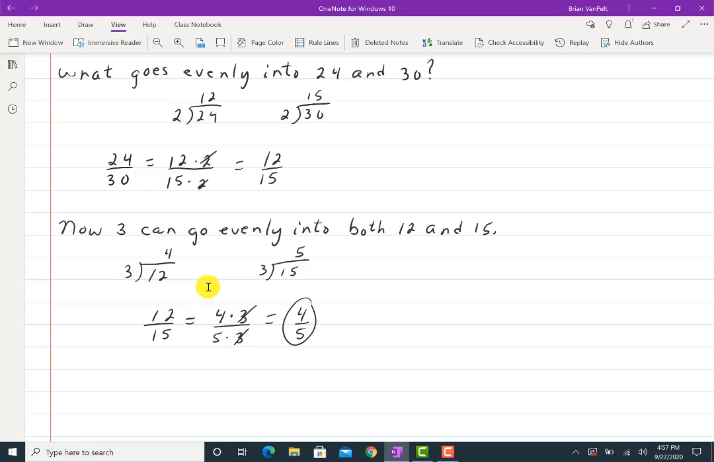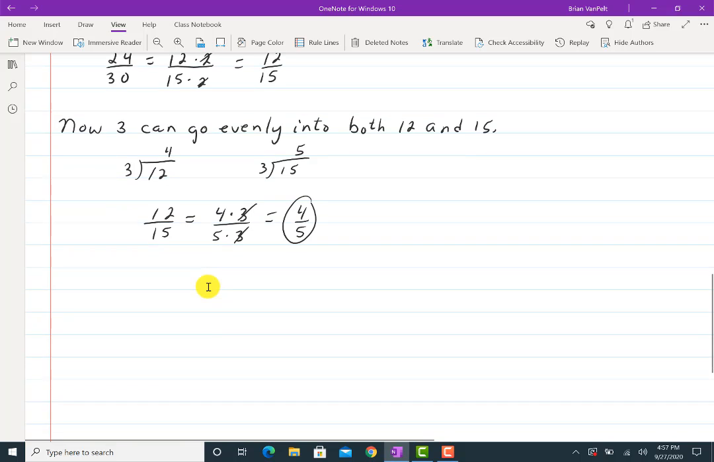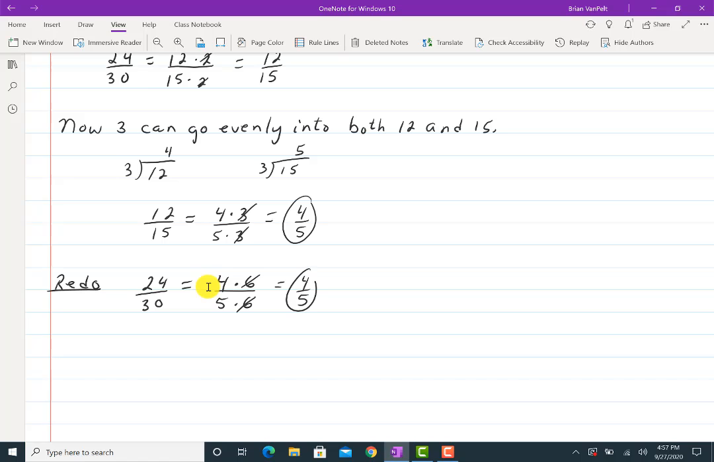Now, I'm going to redo the previous one. If I take the 24 over 30, I could have done this all in one step by noticing that I could factor a 6 out of the 24 and a 6 out of the 30, like that. Then I could cancel the 6's, and I arrive at 4/5 this way. So I could do it in more than one step, if it's too hard to see right off the bat what you can cancel, or I can do it in one step if I'm a little bit sharper with being able to determine what goes into both the 24 and the 30.